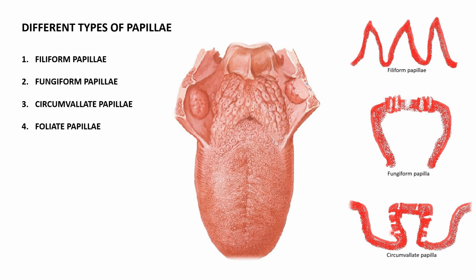The third variety is circumvallate papillae, also called vallate papillae. These are the largest papillae and very few in number, hardly 10 to 12. Remember, these circumvallate papillae are very specifically arranged just in front of the sulcus terminalis. So just in front of the sulcus terminalis, you can clearly appreciate that the circumvallate papillae are uniformly and regularly arranged exactly in the shape of the sulcus terminalis.